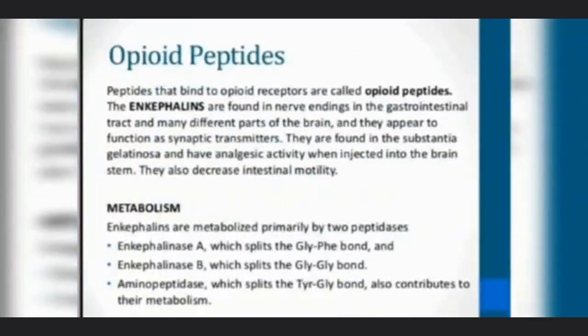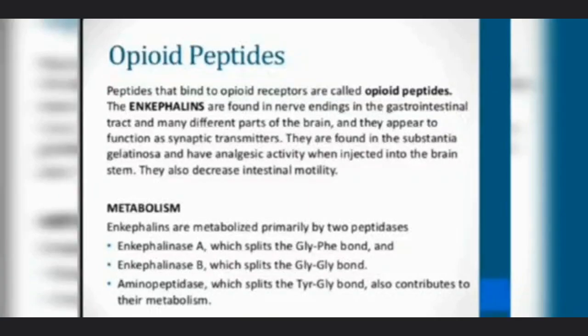And finally, opioid peptides. The drug morphine binds to receptors in the brain and gastrointestinal tract. These receptors are called opioid receptors. Investigations were carried out with a view of finding out the body's own ligands for the morphine binding receptors or opioid receptors. As a result, several peptides have been discovered which are called collectively opioid peptides. These opioid peptides are enkephalins, endorphins and dynorphins.